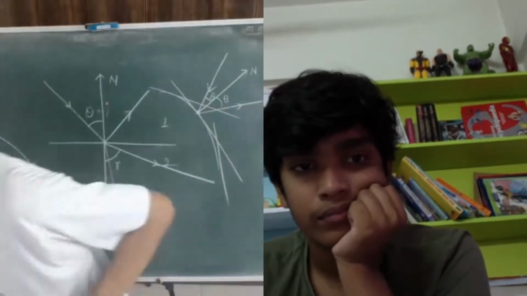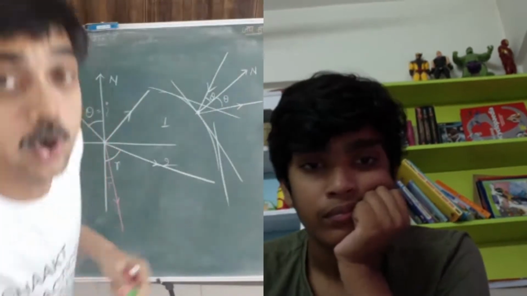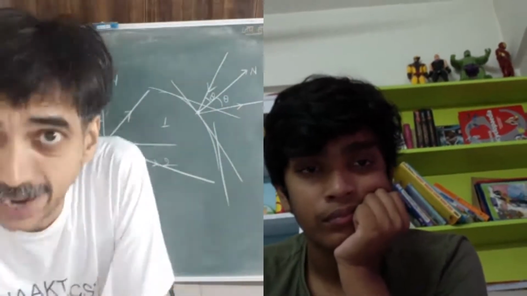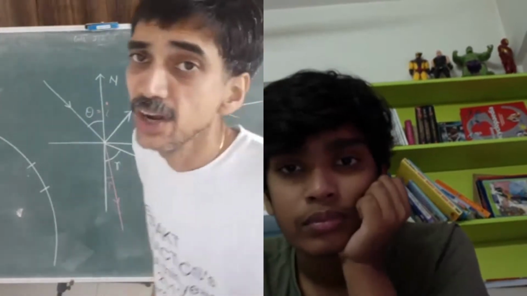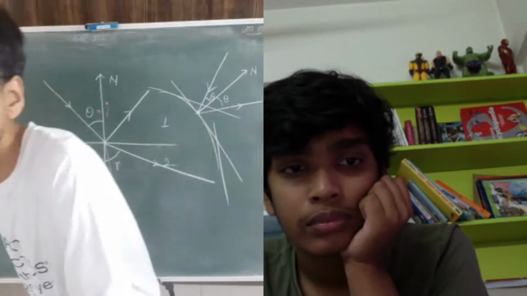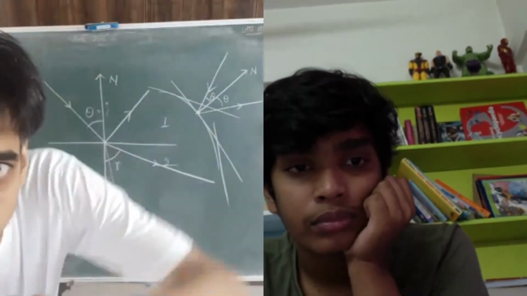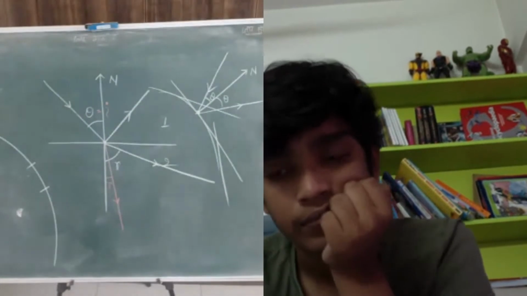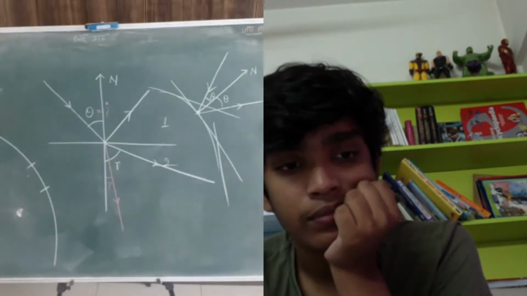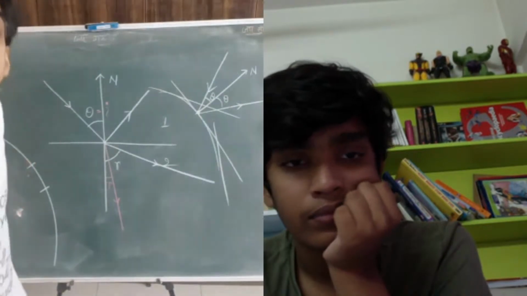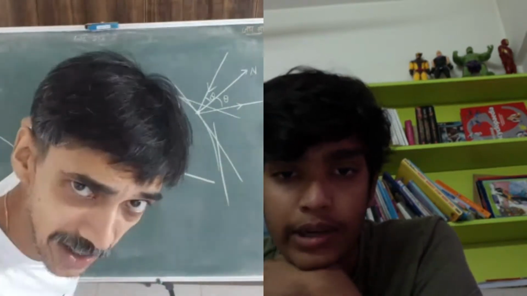If the speed of light is greater in air in comparison to iron, then air is a rarer medium for light in comparison to iron. Clear? Then for light, what will you say? For light, you will say that air is rarer than iron. Clear?